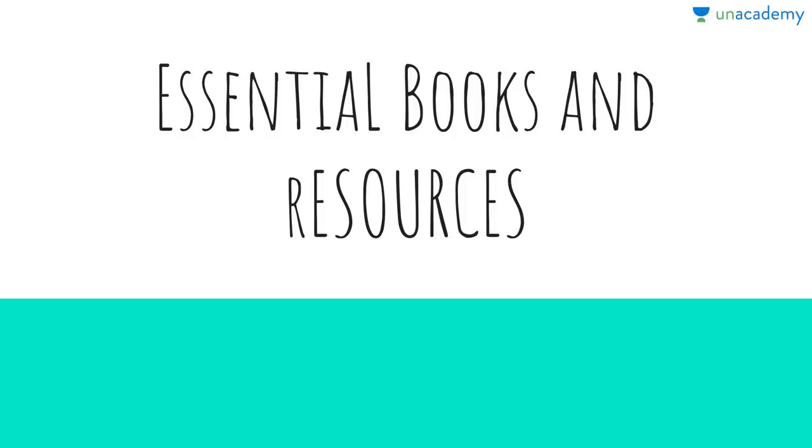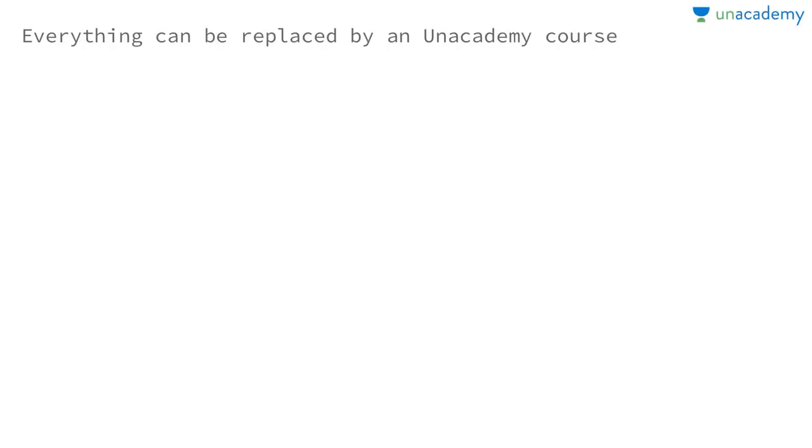Before I start to tell you about the books and the resources which you need to study, I would like to say that everything can be replaced by an academic course, whether it is history, geography, polity, economy, ethics, science, technology, environment, ecology, anything at all. Please keep that in mind. For everything, from an NCERT summary to a crash course on ancient history to in-detail ancient history, anything under the sun can be replaced by an academic course. So if you want to watch, then be my guest and go ahead.